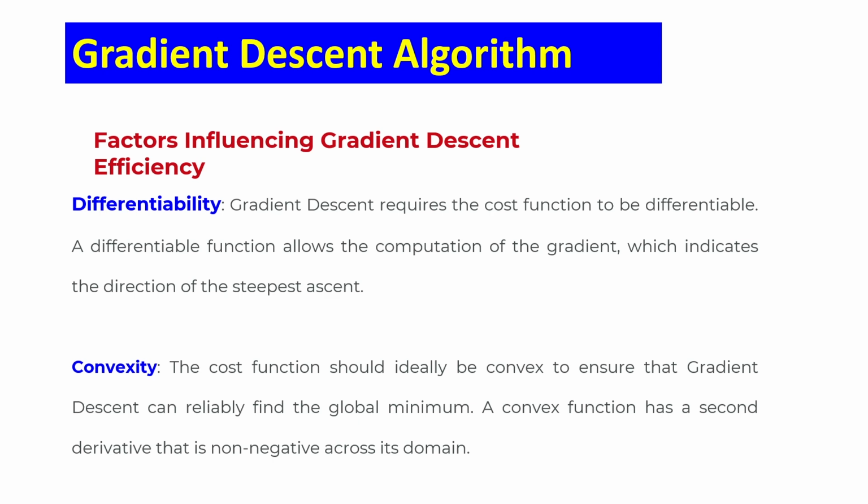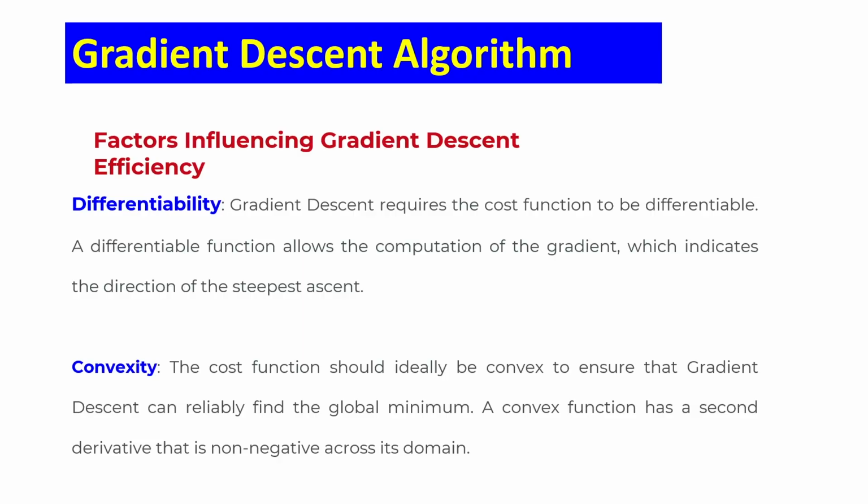There are 2 important factors which influence the gradient descent efficiency. First, differentiability. Remember, you may have a function which is continuous but may not be differentiable at a particular point or a range of points, right. So, that is why the gradient descent algorithm requires the cost function to be differentiable, and a differentiable function always allows the computation of the gradient, which is required for finding the direction of the steepest ascent.